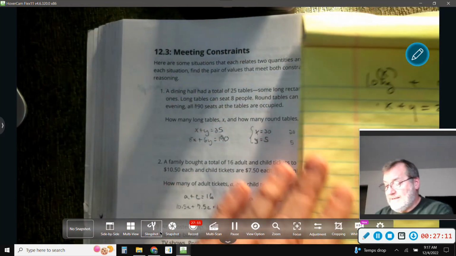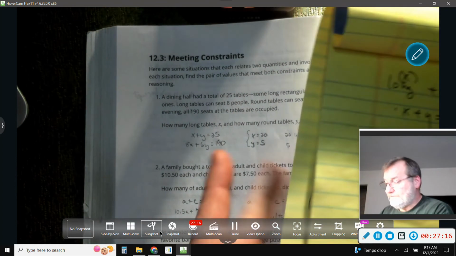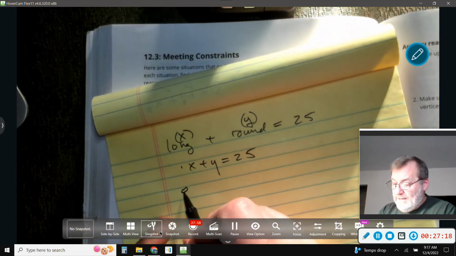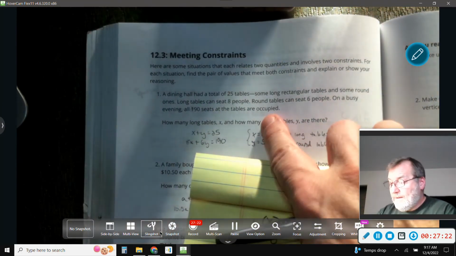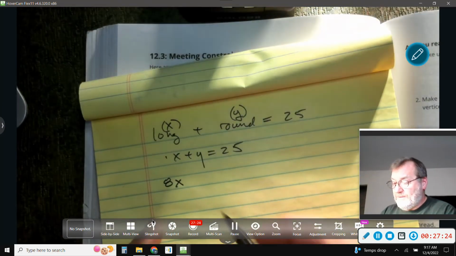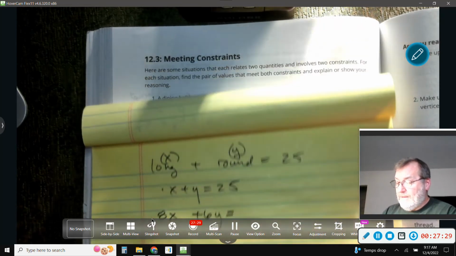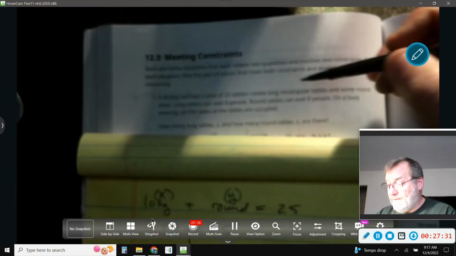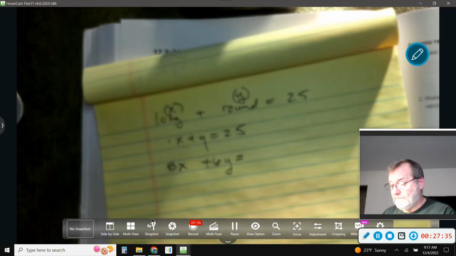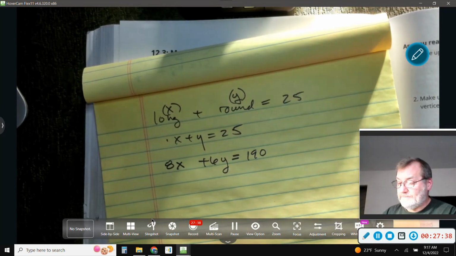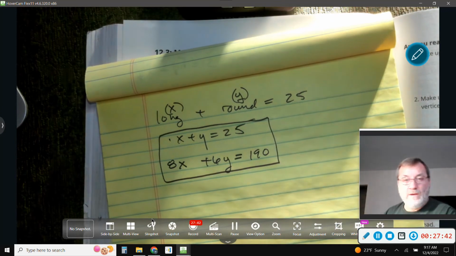But now how many does each seat? Well, the long table seats 8 people. So I know that's 8 people for every long table. And the round tables have 6 people. So plus 6 times the number of Y. And then the total of seats that we're talking about here is 190 seats altogether. So that's 190. Okay? So those are your two equations in this.